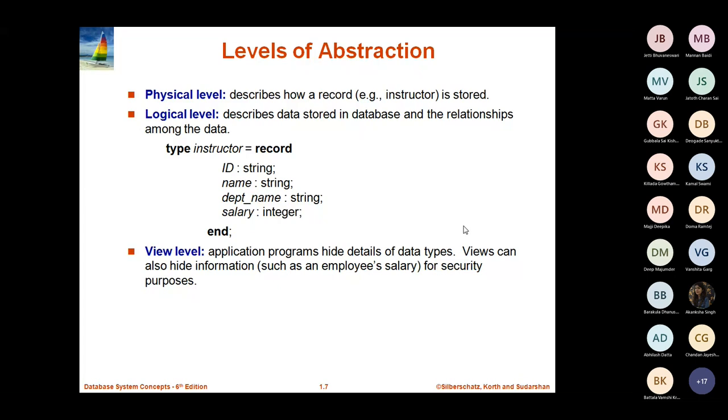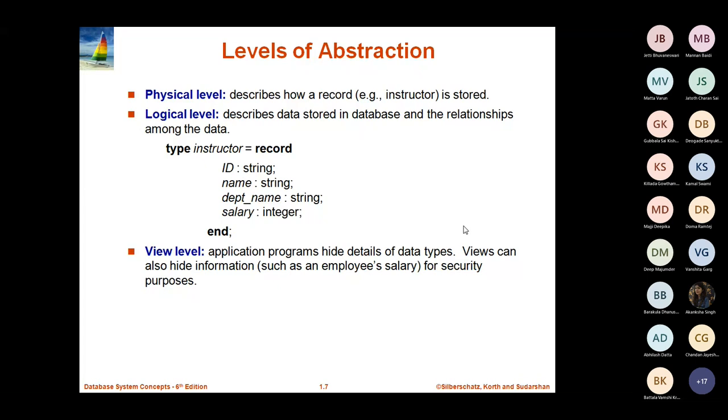The logical level, which is very important, is how the data is stored in the databases and their interrelationships. For example, we say that instructor is going to be a record of information about every instructor, and it will have fields called, say, ID, which is of type string, and the name, and then department name, and maybe salary. So that is how we'll be referring to the data at the logical level.